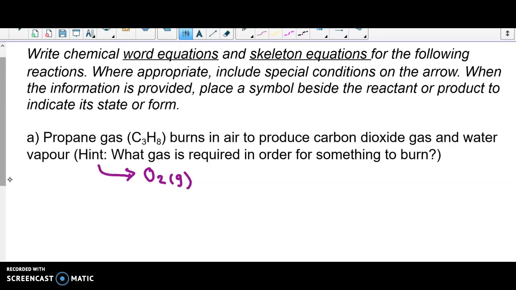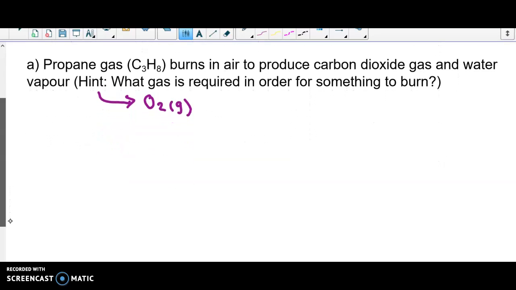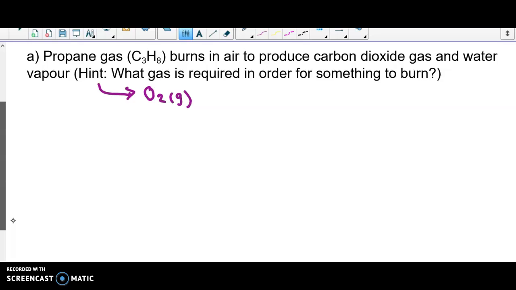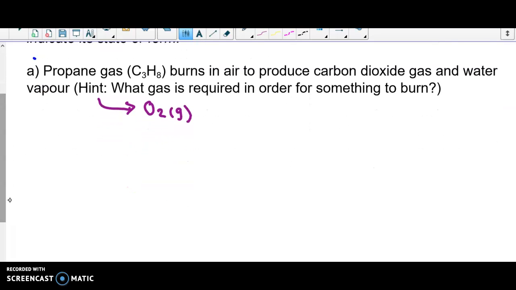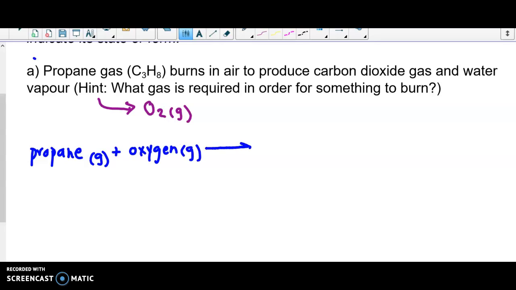So the first thing we're going to do is write a word equation for this chemical reaction. The first thing we have is propane. Oops. So we've got propane, which is a gas. So I'm going to practice writing states for all of the elements and compounds in these chemical reactions. Propane is going to react with oxygen, which is also a gas. It does require a special condition. So if we want something to ignite or we want something to burn, the special condition is some heat source, some ignition source to get things going. So our special condition is heat.